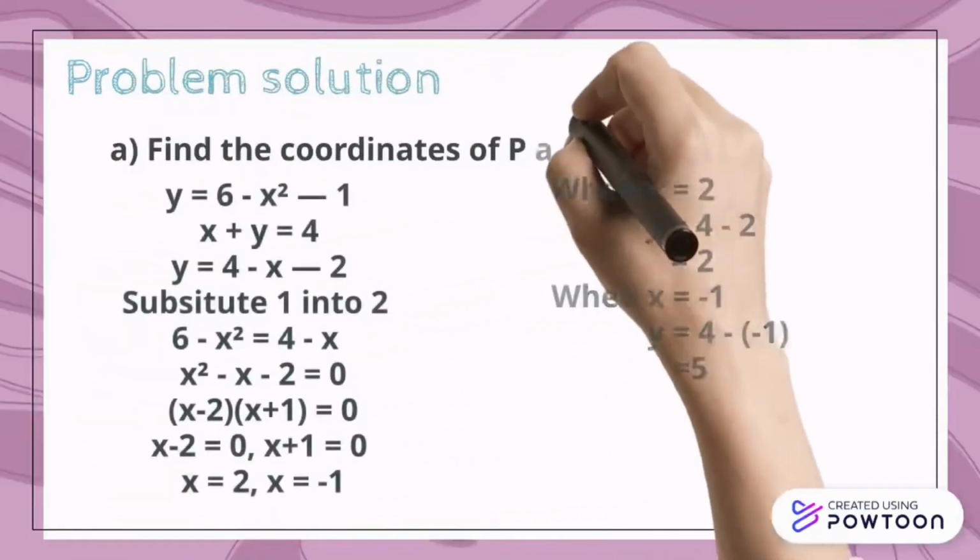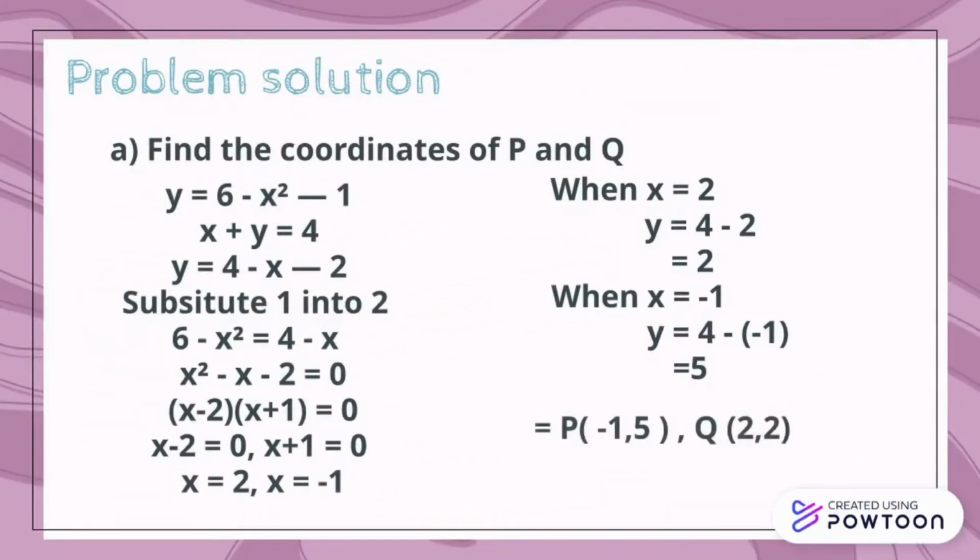Question A asks you to find the coordinates of P and Q. So y equals 6 minus x squared is equation 1. x plus y equals 4, bring x to the right and it becomes y equals 4 minus x, which is equation 2. So substitute equation 1 into equation 2 and you'll get 6 minus x squared equals 4 minus x. Bring 6 minus x squared to the left and it becomes x squared minus x minus 2 equals 0. Factorize this equation and you'll get x equals 2, x equals negative 1.